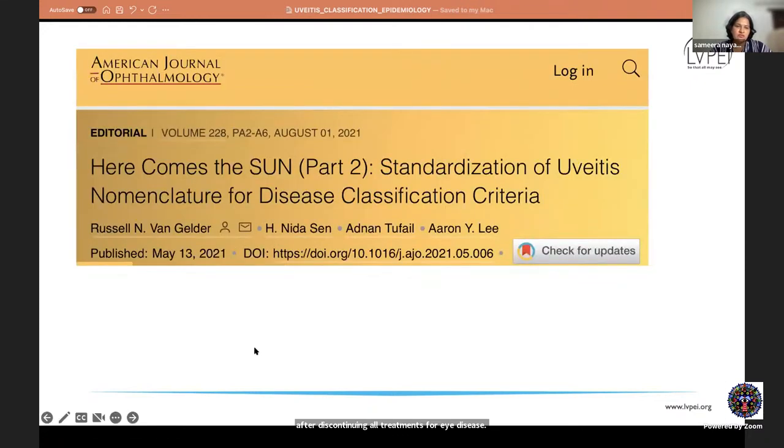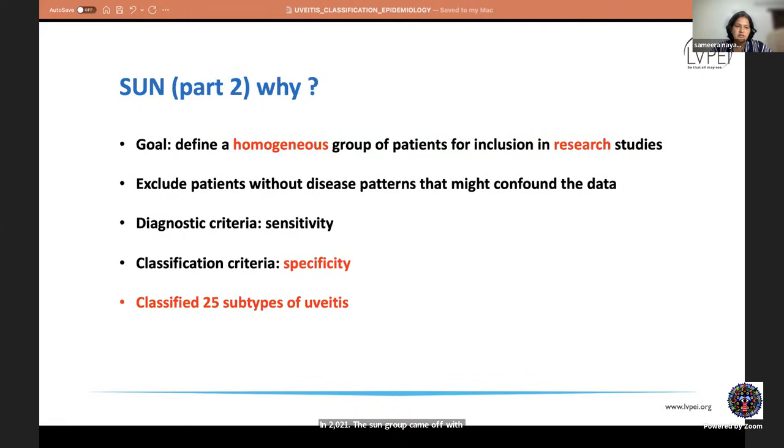In 2021, the Sun Group came up with disease-specific classification criteria. The goal was to define a homogeneous group of patients for inclusion in research studies, to exclude patients without disease patterns that might confound the data. These classification criteria are actually disease-specific, and in this, they have classified 25 subtypes of uveitis. We'll go one by one.